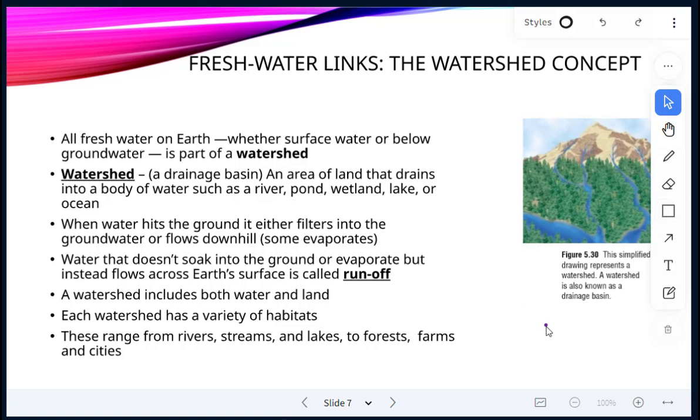This is a simplified drawing showing a watershed. When water hits the ground, it's either going to filter into the groundwater or it will flow downhill. Some of it will evaporate. Water that doesn't soak into the ground or evaporate, but flows across Earth's surface, is called runoff. A watershed includes both water and land, with a variety of habitats ranging from rivers, streams, lakes, forests, farms, and cities.